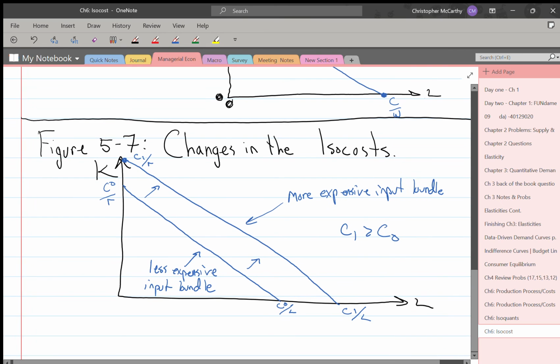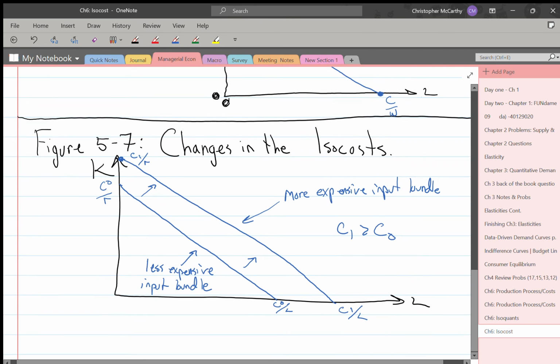Questions on that? First part of figure 5.7. Yeah, how did you get the C naught over L? Shouldn't it be C naught over W? Yes, thank you. Very good. Good catch.